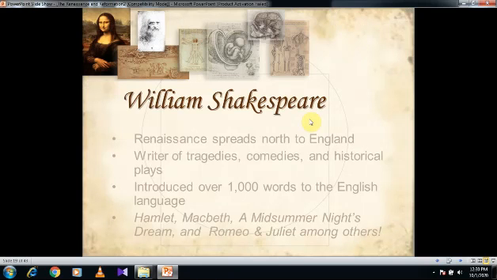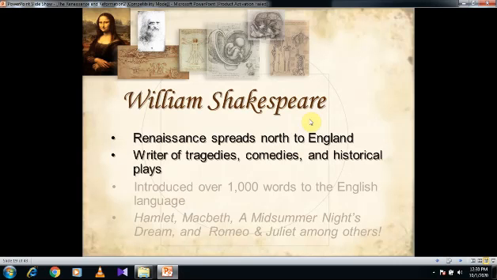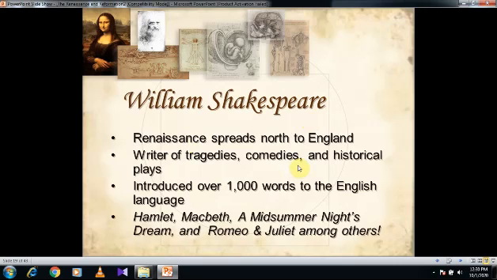Another famous Renaissance man was William Shakespeare. He wrote many types of writings. He wrote tragedies, comedies, and historical plays. He had his Shakespearean language, or Old English, that was used in his writings. He introduced over 1,000 words to the English language. His famous pieces were Hamlet, Macbeth, A Midsummer Night's Dream, and of course Romeo and Juliet. Most of his writings were turned later on into plays and movies.